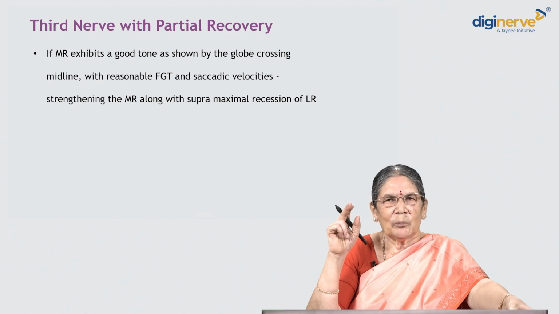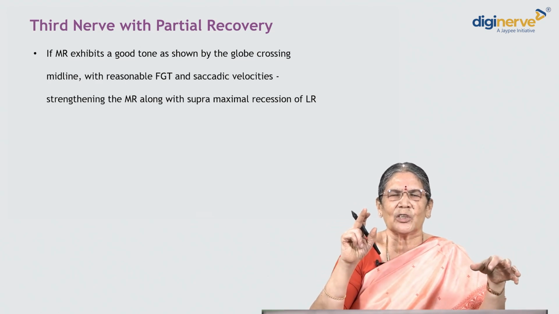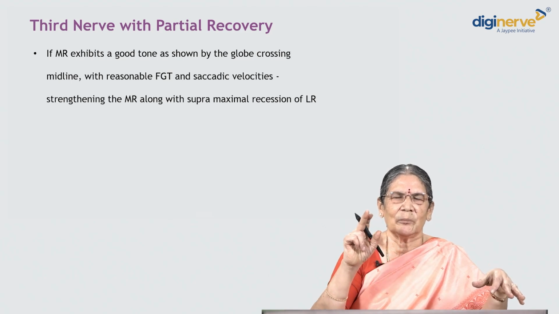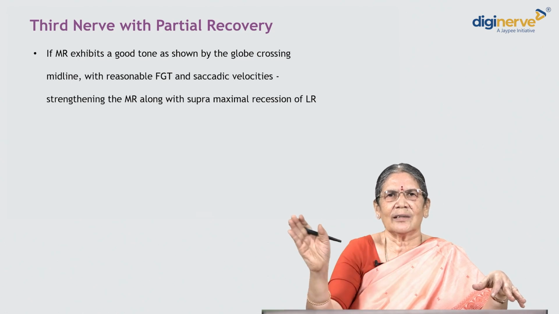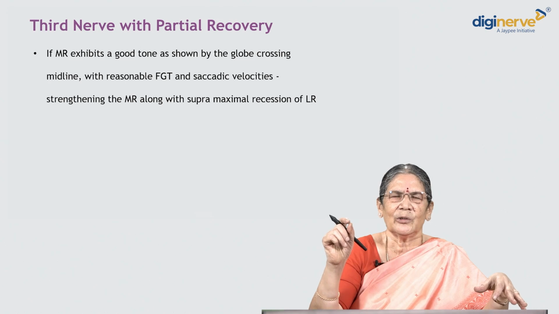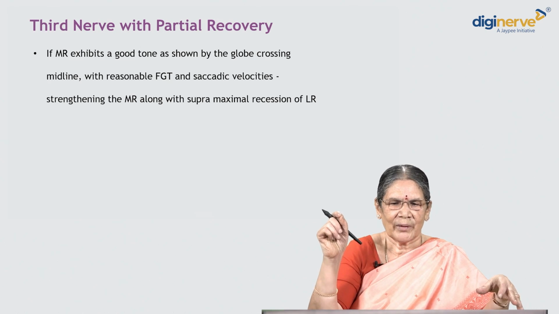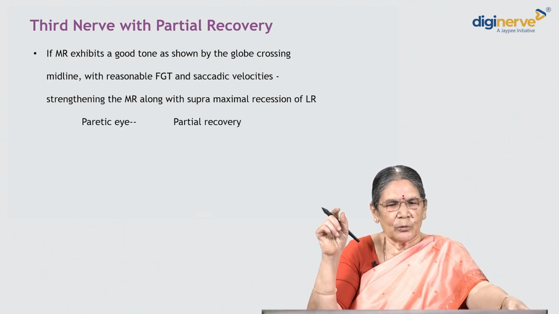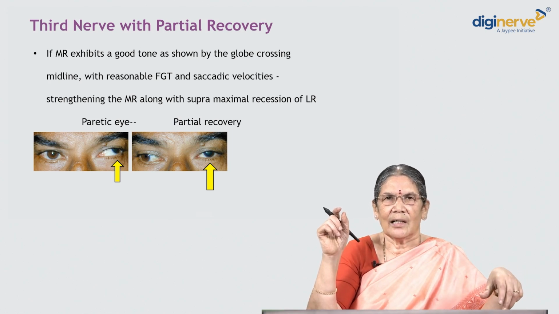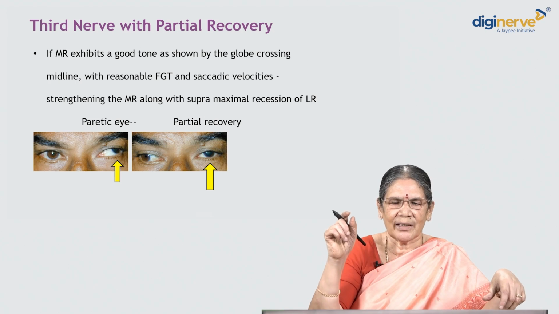So, when you have a partial recovery, how will it be evident? There will be some adduction possible. So, you check for the possibility of adduction, whether the patient is able to move the eye to the primary position or even further in an adducted position. So, that should be done, and then you also check the FGT for enough force generation. In that case, if we have both these two, then you can think about strengthening the medial rectus with the supramaximal recession of the lateral rectus.